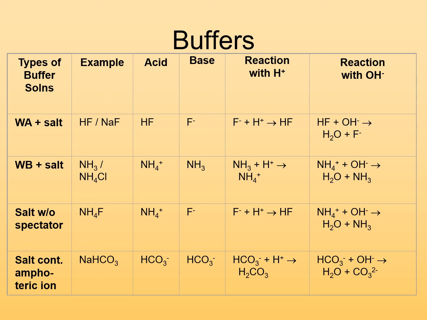If you have a salt with that amphoteric ion, so that hydrogen carbonate like I listed, that one ion is acting as both your acid and base. It just depends: if it reacts with acid, it will produce carbonic acid. If it reacts with a base, it will produce water and then the carbonate ion. But yet again, that one ion can act as both the acid and the base. We'll be doing a little bit more with buffers, but hopefully this gives you more of an understanding of what they are.